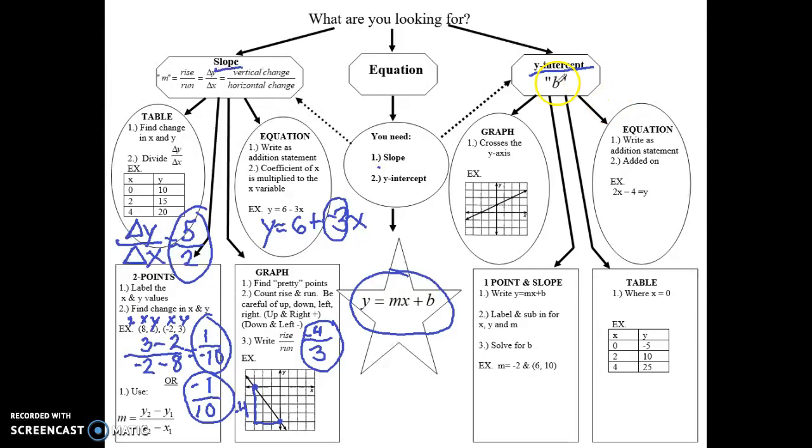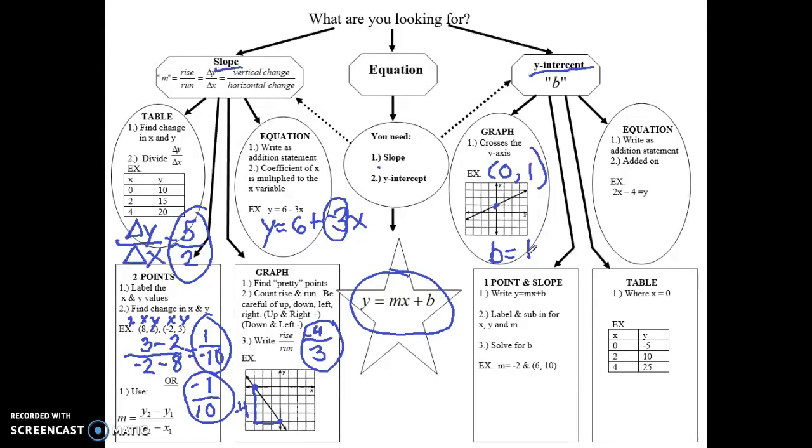Now looking at the y-intercept, when given a graph, we just have to find that coordinate point where the line crosses the y-axis, because that is the y-intercept. And that coordinate point in this case would be 0, 1. So that means my b value is just 1.